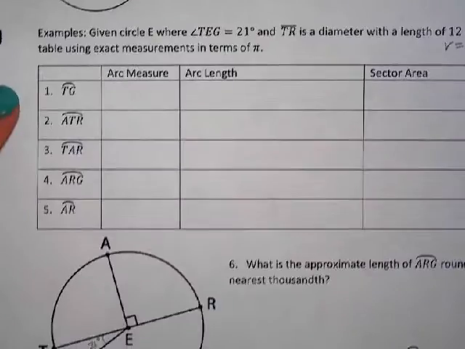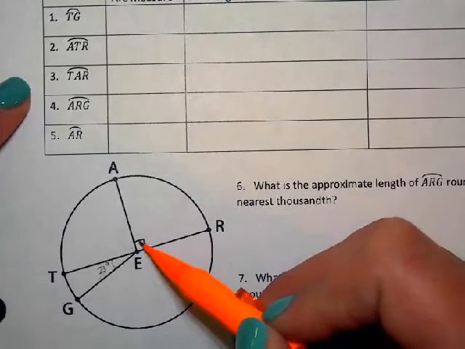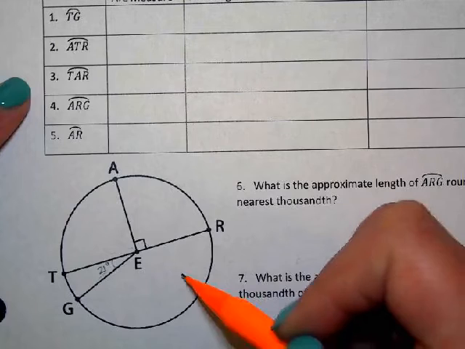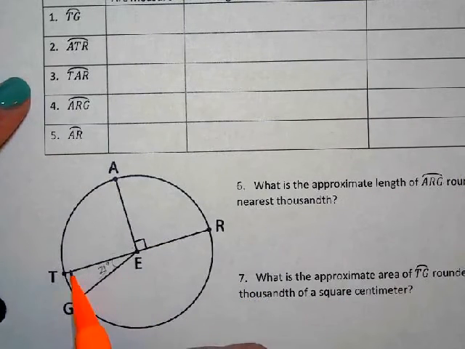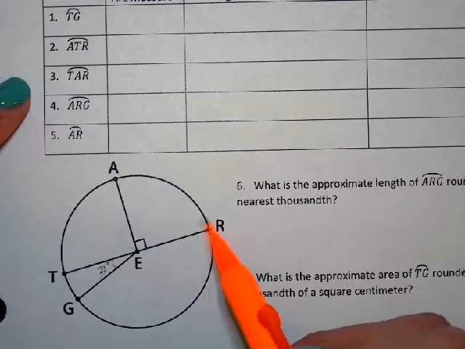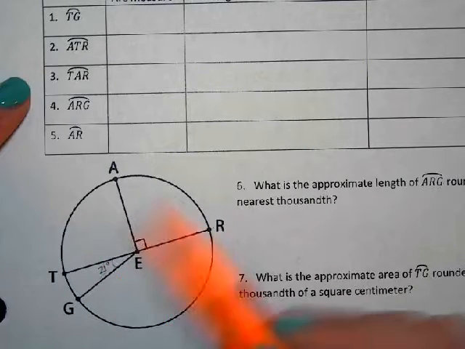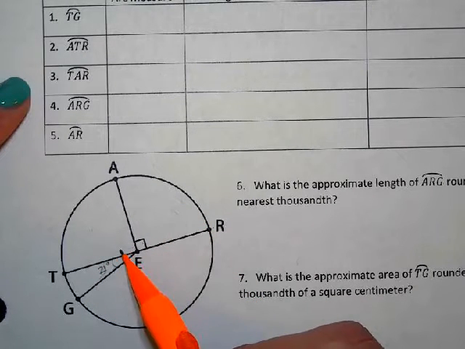They want us to find the arc measure for all those different arcs. So I'm going to go ahead and label everything. We have central angles for this whole picture. Okay, so this is a diameter. It goes all the way across the circle. So how many degrees are in this whole piece right here? 180. So if this is 90, what's this? 90.